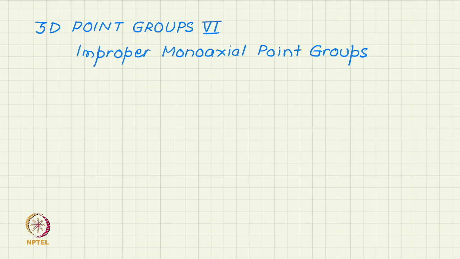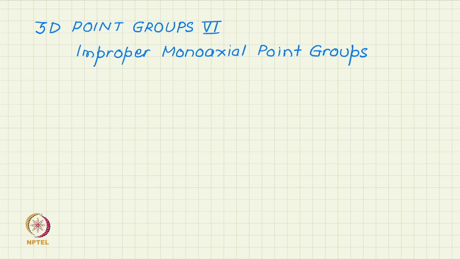So, we now venture into developing improper point groups. There are 21 of them, and again we will go in steps to develop all of them. We begin with the monoaxial improper point groups.